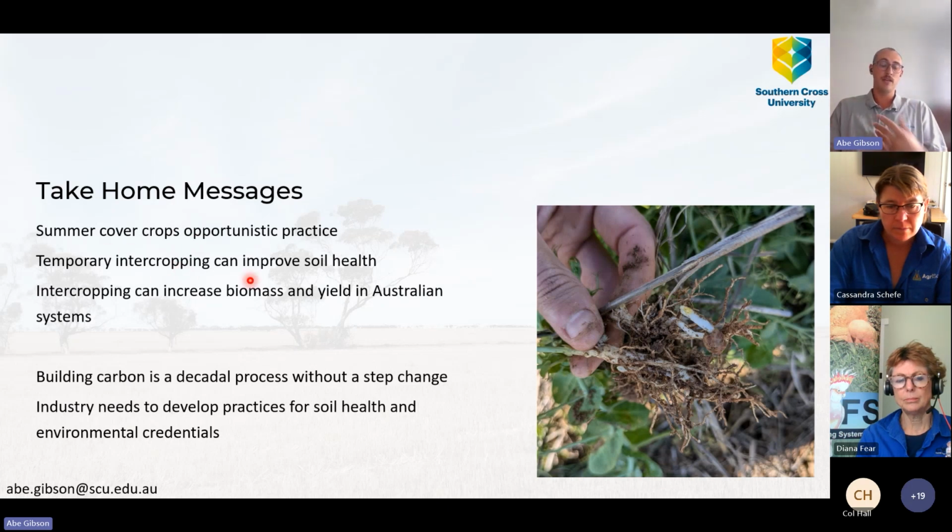Temporary intercropping can improve soil health, in our example wheat and vetch, so the wheat and the legume in there. But intercropping, I think, is a really interesting one to watch because of that over-yielding and high biomass production. The other thing that I didn't talk too much about is that building total soil carbon is a really long process, so we need to understand those labile carbon measures and how we are impacting those. And from a personal perspective, one of the things we need to see, and it's really easy for the grains industry to pick up, and they have, is developing best practice for soil health and establishing environmental credentials for that market access for our growers.